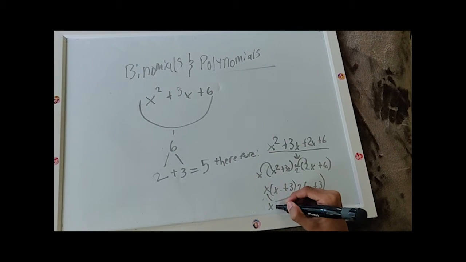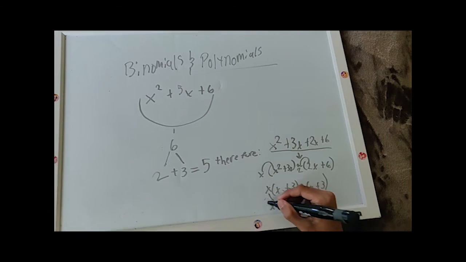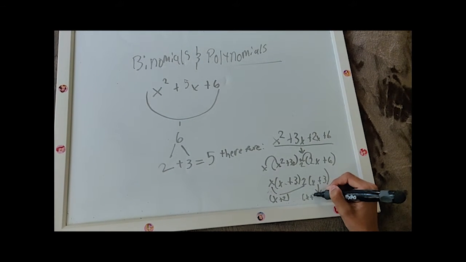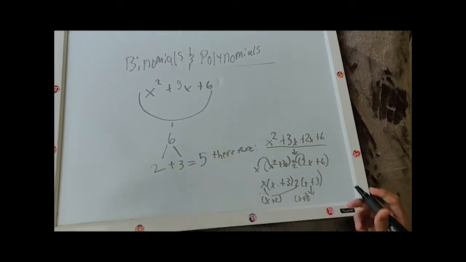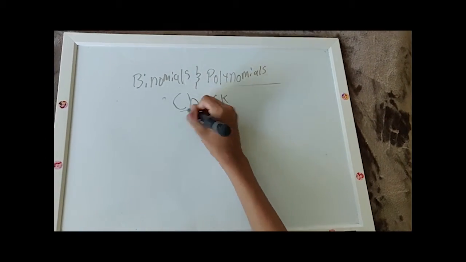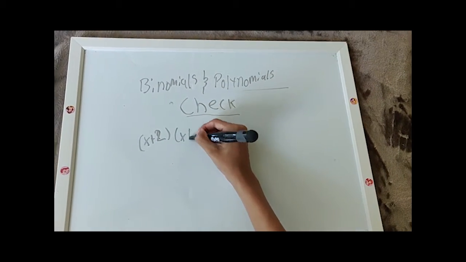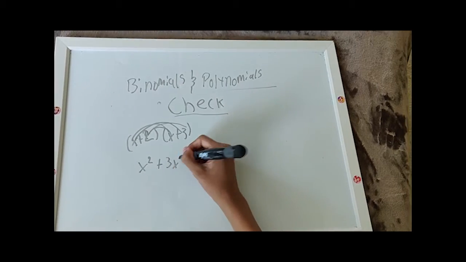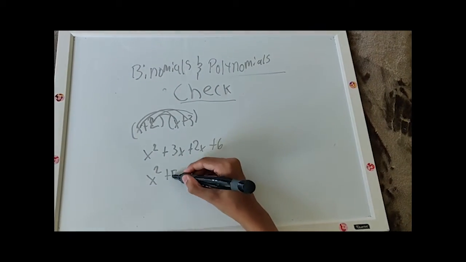We can then take the two terms that we have pulled out and combine them into a binomial. This leaves us with x plus 2 and x plus 3, the two factors from the original polynomial. If you want to check to make sure that this is a correct binomial pair, we can FOIL the two binomials. And by doing this, we get the same polynomial as we started, and we now know that we have completed the factoring process correctly.